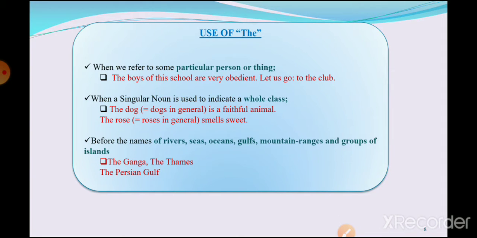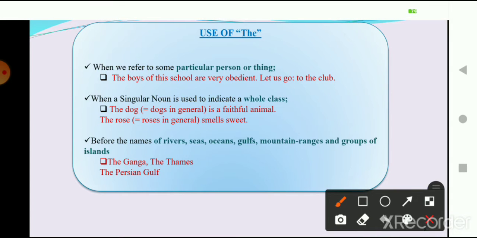Now students, we are going to talk about definite articles, that is, when and where we use definite articles. Okay, so let's see. The first way in which we use the definite article is when we refer to some particular person or thing. Okay, when we know that the thing or the person that we are talking about is this person, then we use the article the before that word.